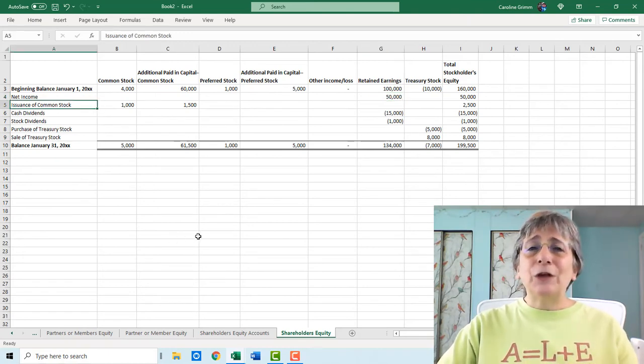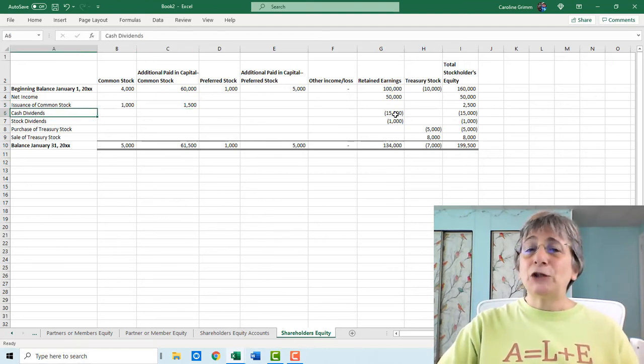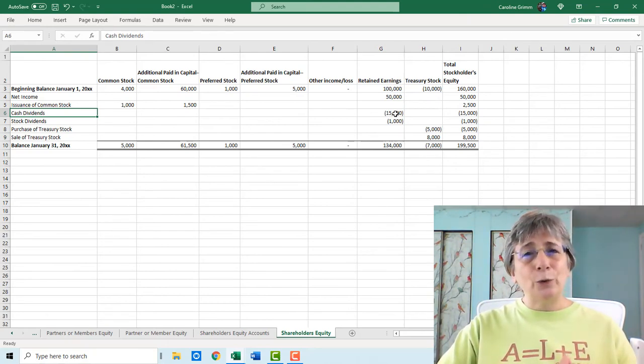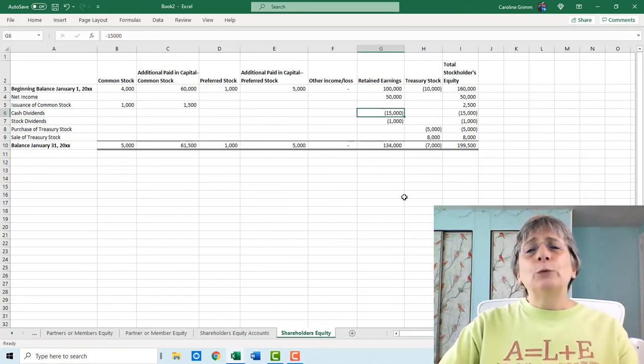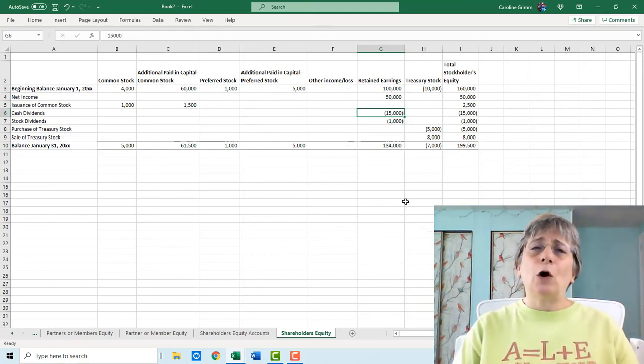And then let's say we issued some stock and we issued $1,000 worth of stock plus $1,500 of additional paid-in capital. And then let's say we had some cash dividends. Well, dividends come out of our retained earnings account. That is where dividends are dispersed from. So we're going to reduce our retained earnings because we're now paying this out. It's no longer going to be in the business because we are paying it out to our stockholders.